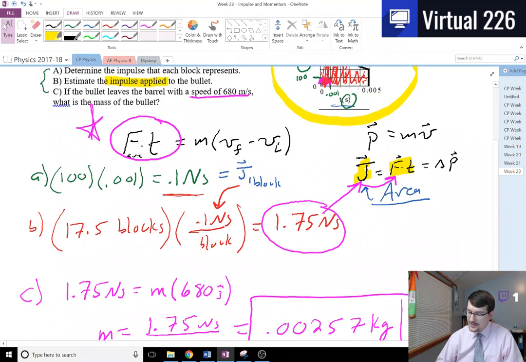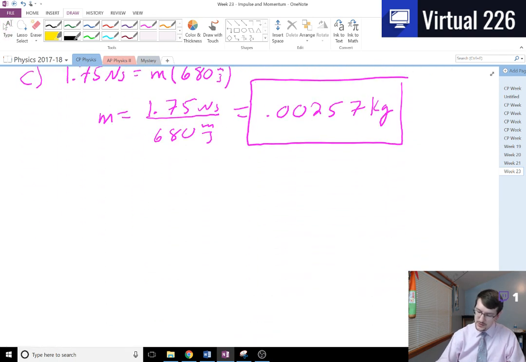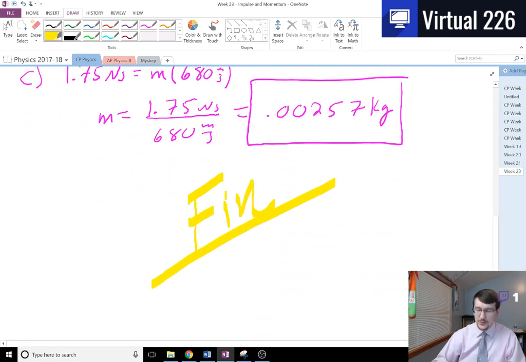If we had a nicer graph and it was just like a triangle or a square, just find the area of a triangle or of a square. One half base times height for a triangle. For a square, just length times width. Add up all your shapes and that will give you the total area, which is the total impulse of this system. Okay? So with that, we're done with this.